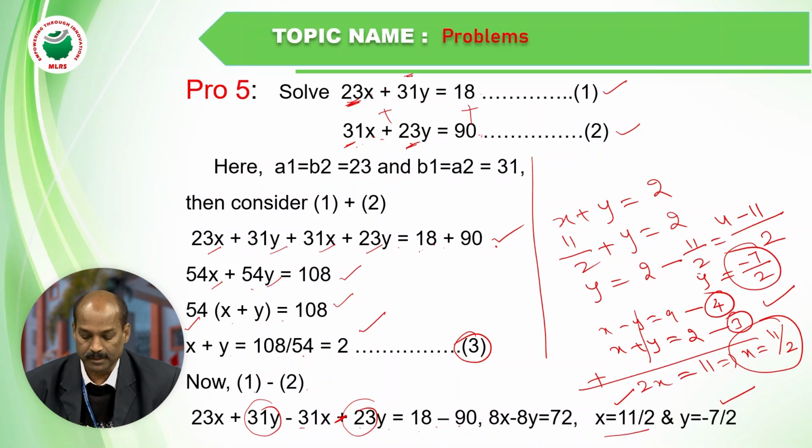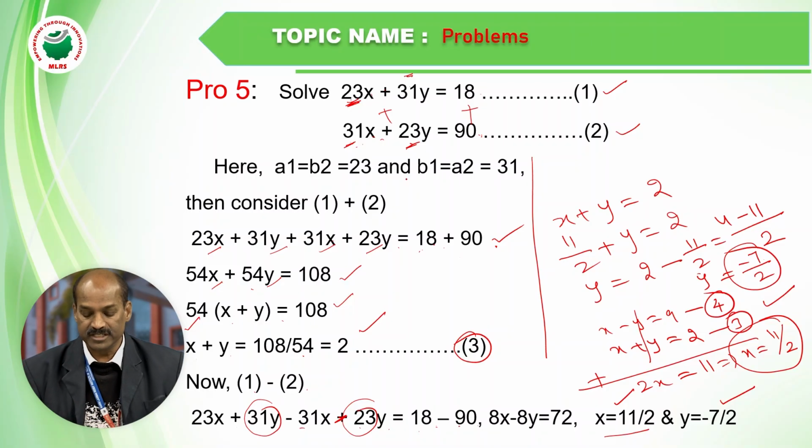Okay, very simple. First, what we have to do is check the coefficients of x in the first equation and in the second equation; these values should be equal and these values should be equal. Then only this method is valid and we can apply this method.